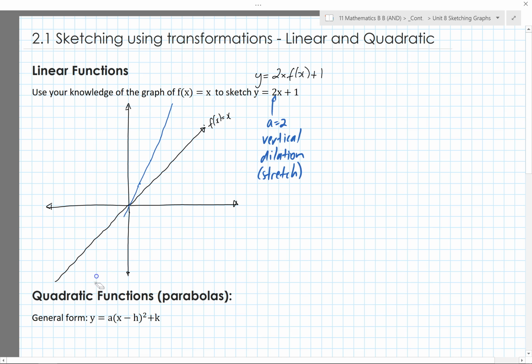Okay, everything is stretched by a factor of 2. It looks something like this. So this is y = 2x. And then on top of this, I have a k value of 1, which means a vertical translation of 1 unit up. So to that blue line, I'll shift everything up 1 unit.